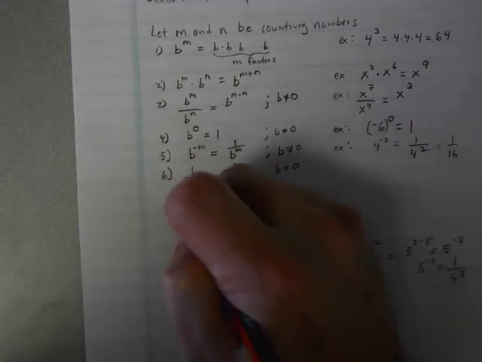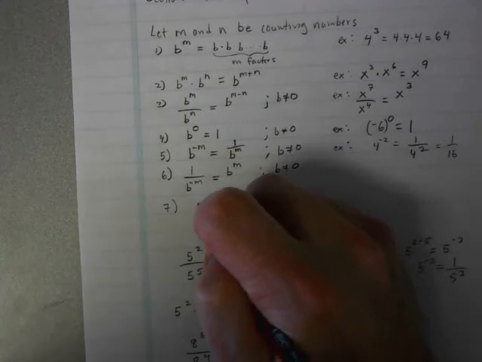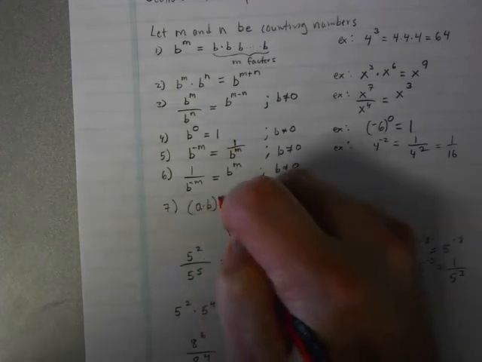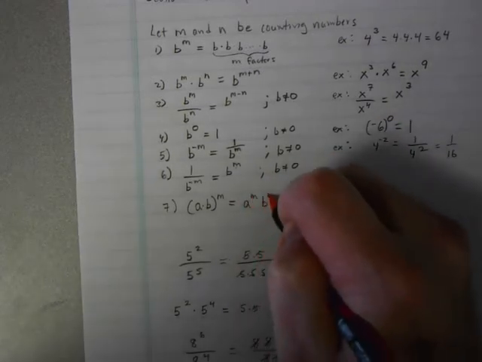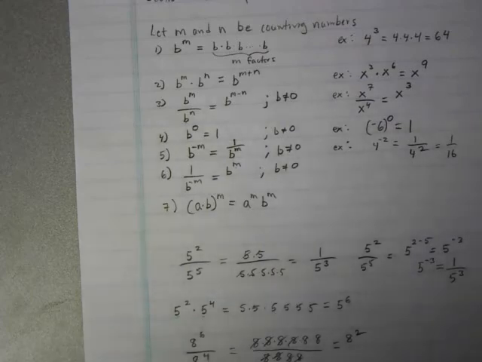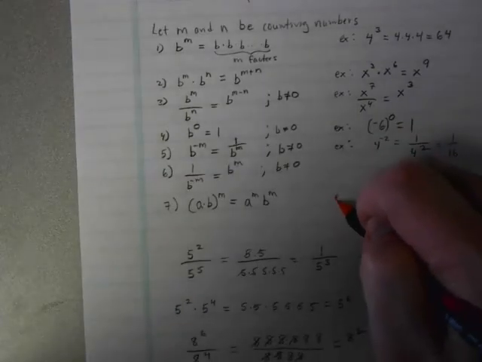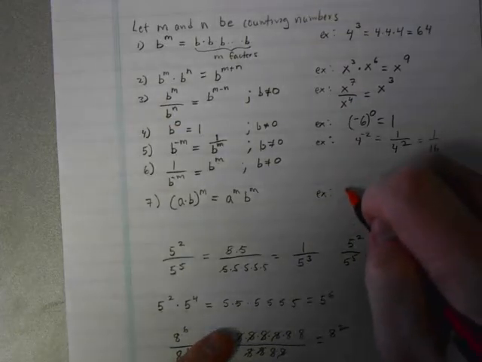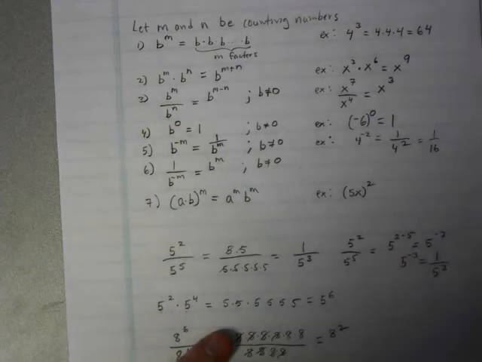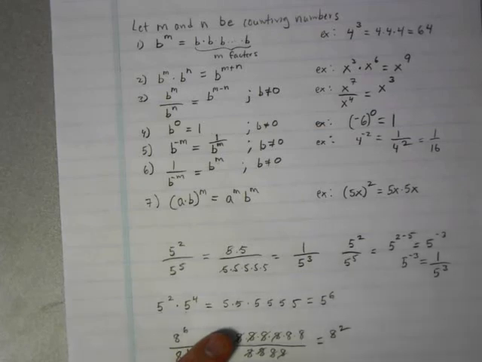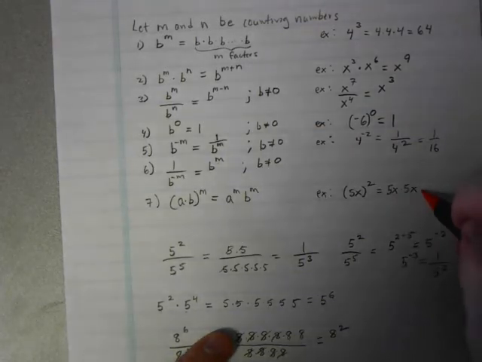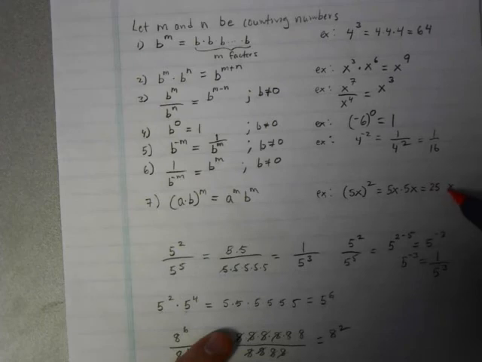All right, rule number 7. If I have a times b raised to a power, this is a distributive property. The power goes on both of them. Okay, and this is just easiest to explain by a quick example. If I have 5x squared, well, by definition, that means to take 5x times 5x. But then I can switch order. 5 times 5 is 25, so that's 5 squared. And x times x is x squared. So this becomes 5 squared x squared.